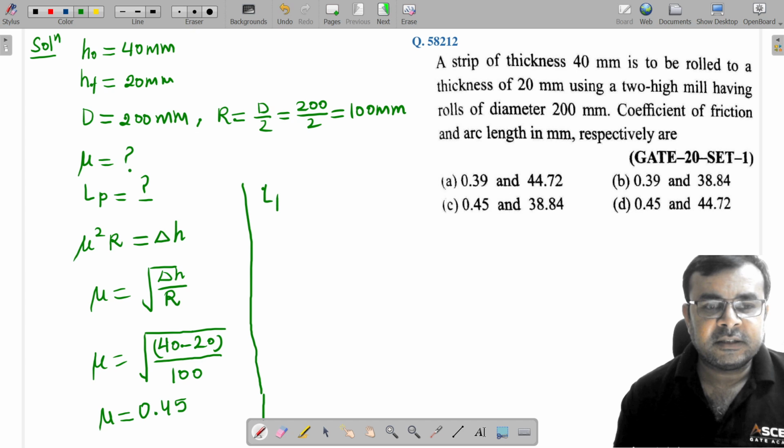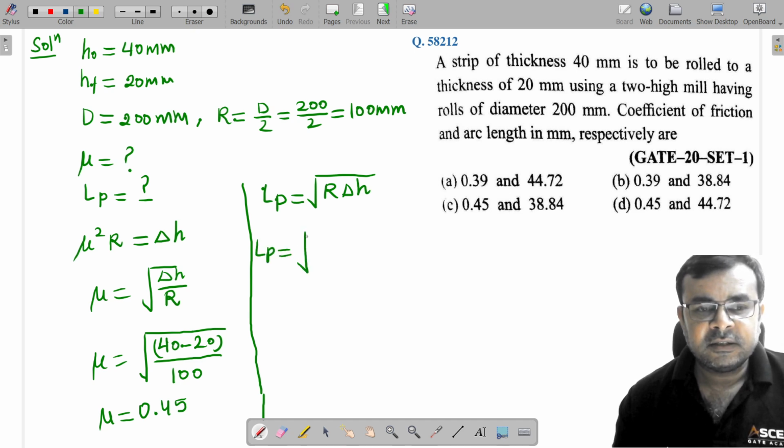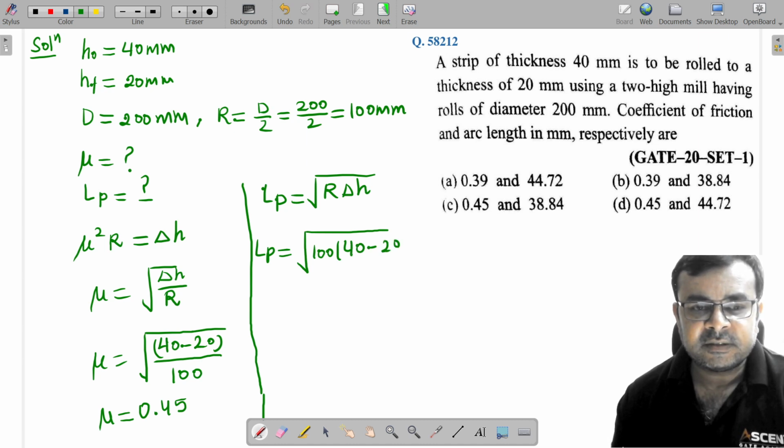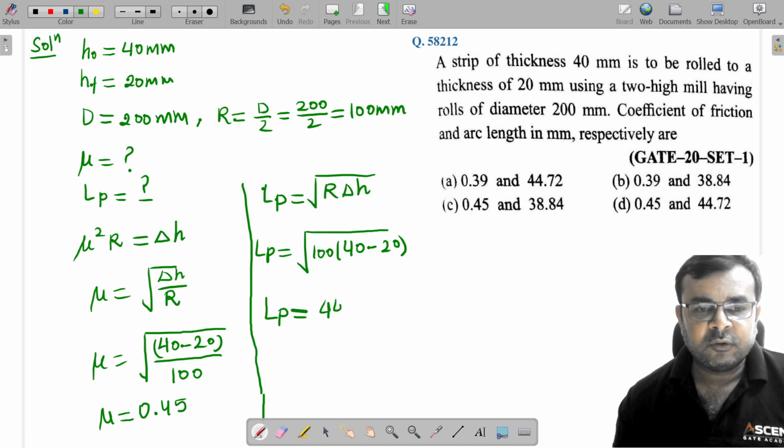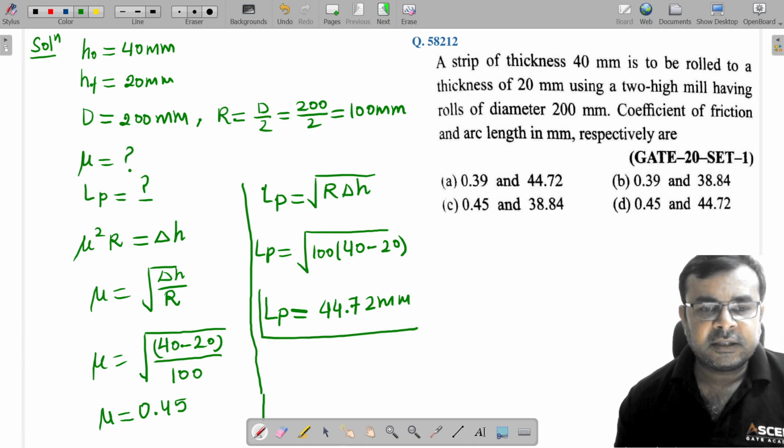Correct? And after getting mu, we need to calculate the arc length. Let's say this is LP, which is nothing but the square root of R delta H. Is it right? So LP is equal to, radius is given, that is 100 mm. And what about delta H? This is H naught minus HF, that is 40 minus 20. Yes or no? Now if you simplify this, you will get the answer, that is 44.72 millimeter. Is it clear? So this is the right one.